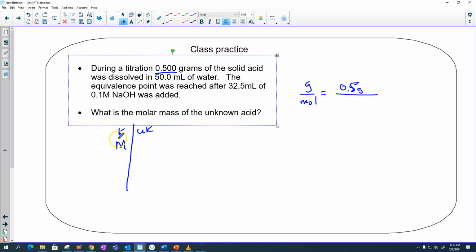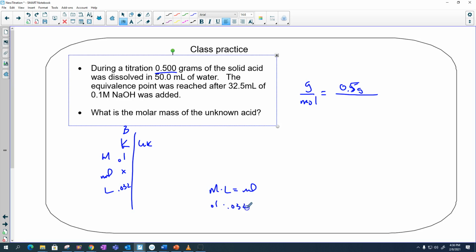Now really I'm just going to use my known unknown table. Well, that's not as much of a use anymore. So let's go known, unknown, molarity, moles, liters. This is going to be known as my base, which is 0.1, 0.032, solving for the moles. That's molarity times liters equals moles. 0.1 times 0.032 is 0.0032, and that's my moles right here. And that's all I need. I don't need any of the rest.